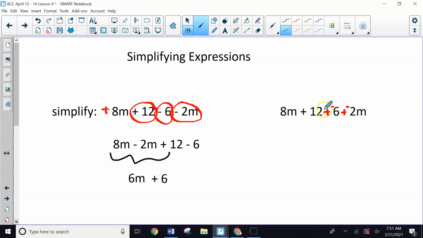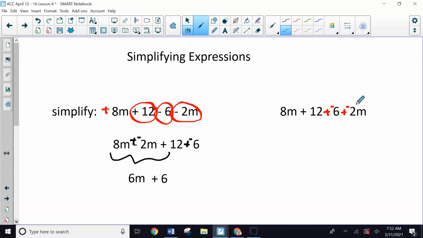Now we can move these around and it would look like this: 8m plus -2m, which is 6m, and then 12 plus -6, just as we moved those around. And we still get the same answer this way. So if it helps you, you can begin by looking at all subtraction and then just change it to adding the opposite. Add the opposite no matter what it is.